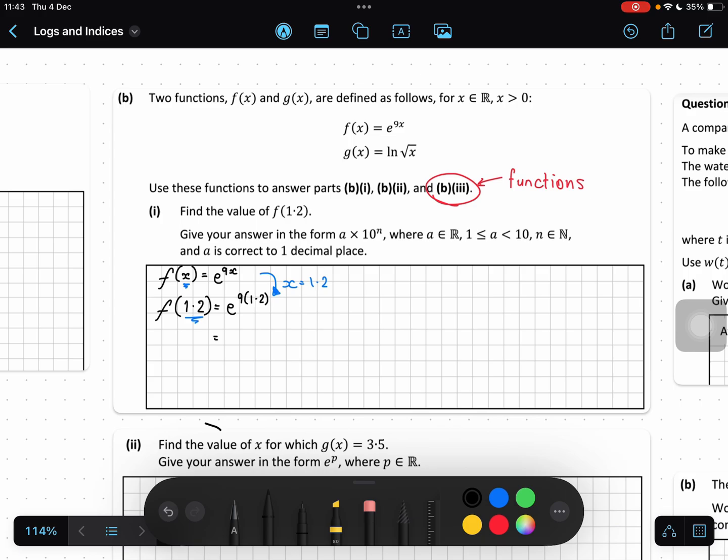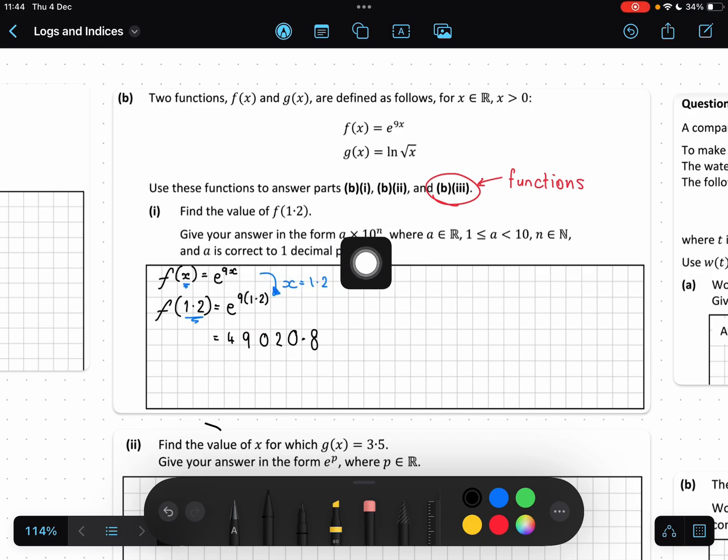At that point, what can I do next? Well, e is not a variable, it's a constant. So I can actually type this all into my calculator because there are no variables involved. It's e to the power of 10.8 when we multiply that out. So literally type into your calculator e to the power of 10.8, and I get 49020.8.